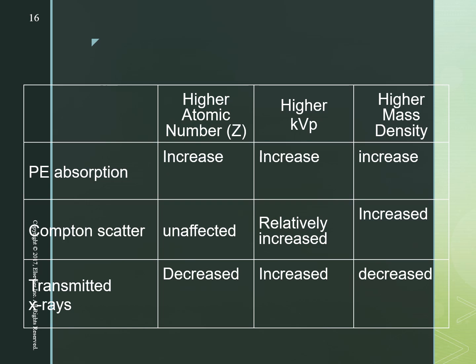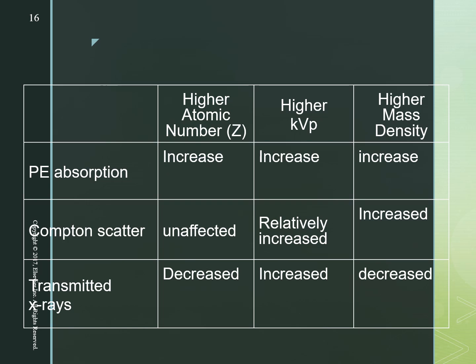Okay, and then here's just a brief chart that outlines exactly what affects photoelectric versus Compton versus transmitted. So higher atomic number is going to increase our photoelectric interactions, decrease our transmission of X-rays, but will not affect our Compton. Higher kVp will increase our photoelectric interactions to a certain level, only to the point that kVp creates a beam with a keV high enough to eject K-shell electrons. Once it's higher than necessary to eject K-shell electrons, it's going to just increase our transmission.